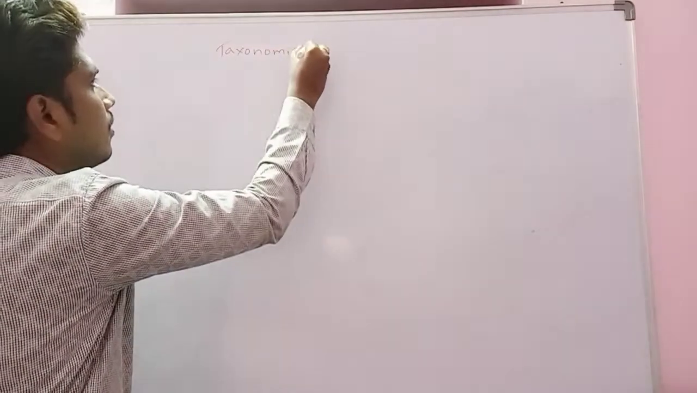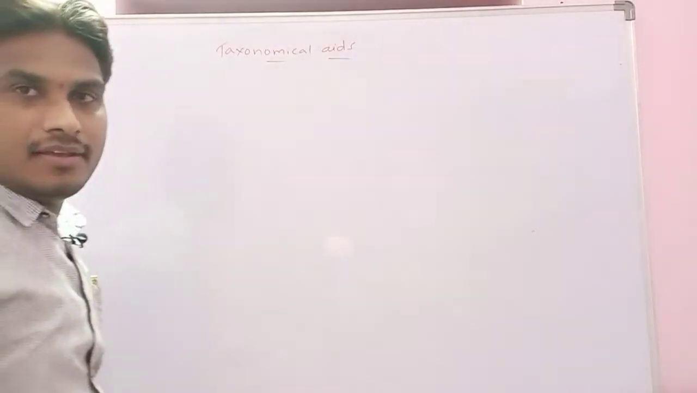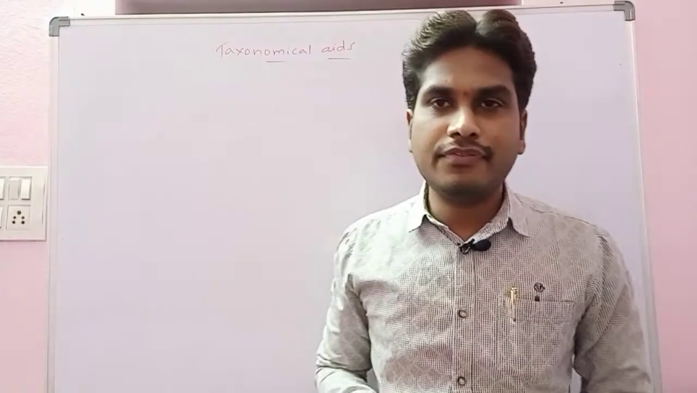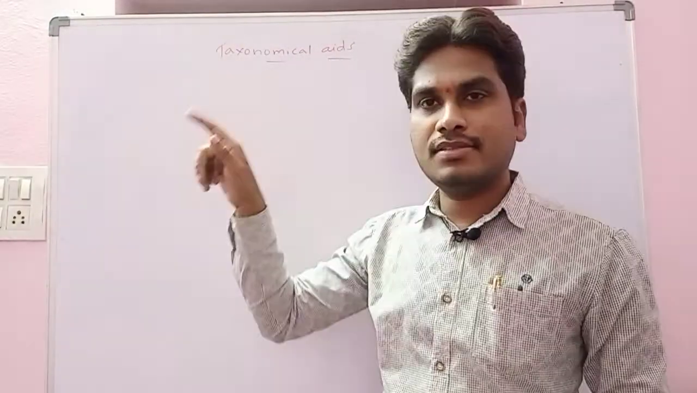Taxonomical aids. So the topic itself indicates taxonomical aids. Taxonomy is a branch of science, botany or zoology, which always deals with the study of identification, nomenclature, and classification. That is the taxonomy we are saying. Now our topic is taxonomical aids.